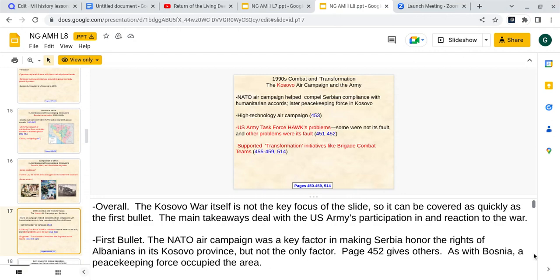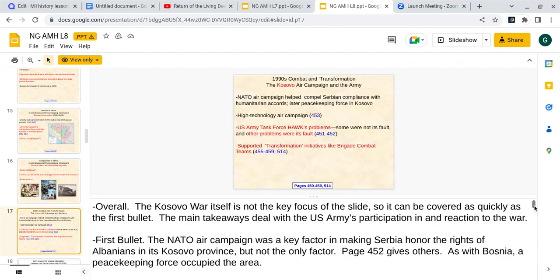Next, for the Kosovo air campaign, the U.S. Army Task Force Hawk had some problems, and it supported transformation initiatives like the brigade combat teams. Task Force Hawk didn't see much combat. It was a huge failure right away. They didn't even get to see any combat. It was kind of large, clunky, difficult to deal with.